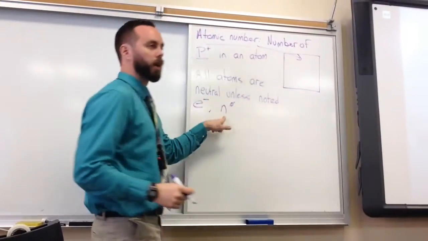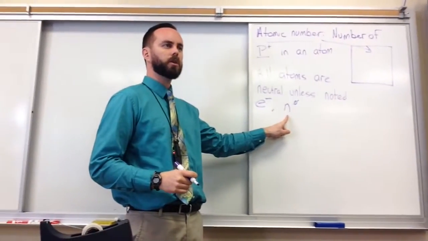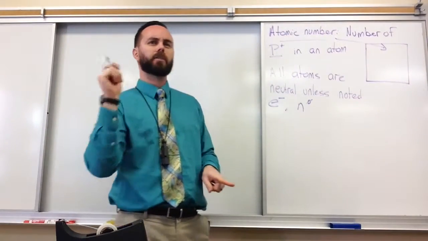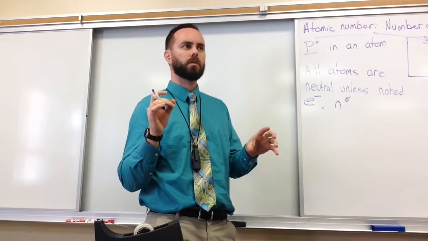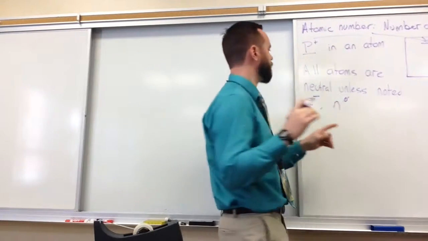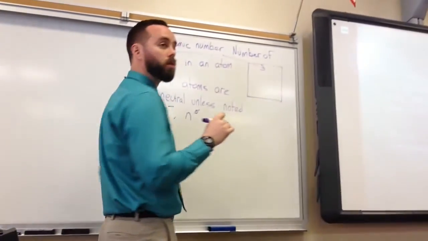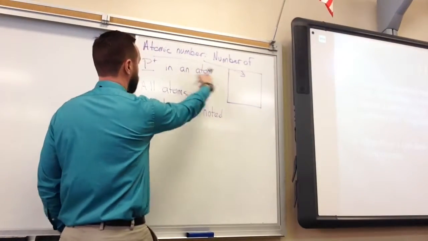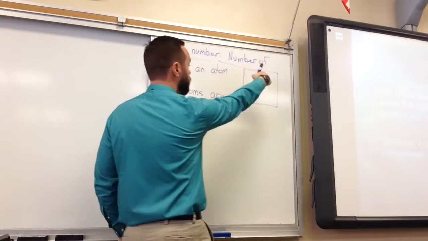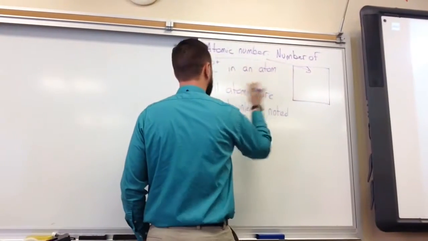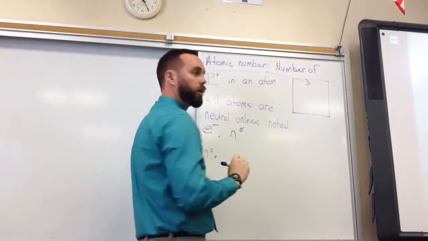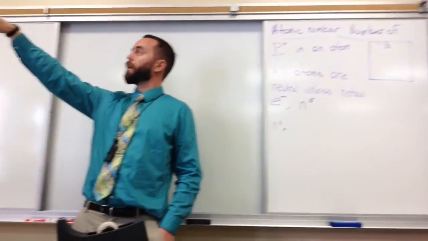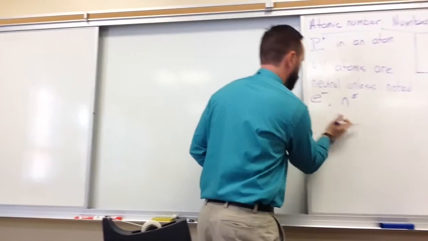There's one component, though, we haven't talked about, and that's neutron. Did anybody get down how to figure out the number of neutrons from those notes that you took? All right. So far we know protons and electrons are equal to the atomic number. Neutrons are equal to this. At the very bottom, I've got to have a different note here first.